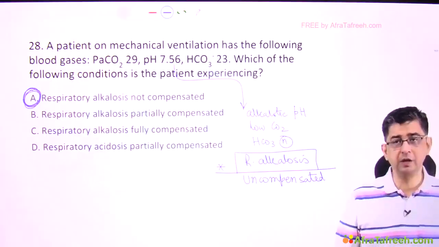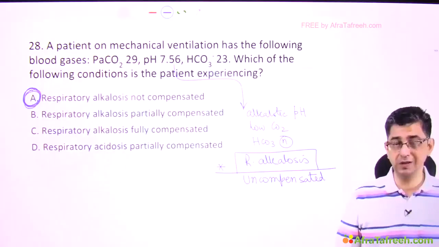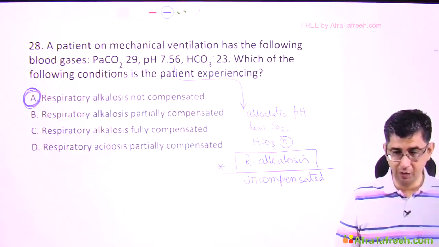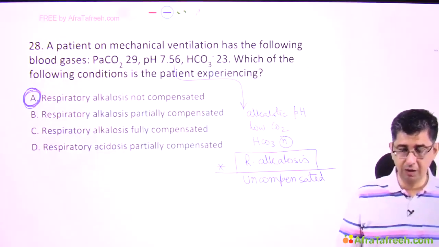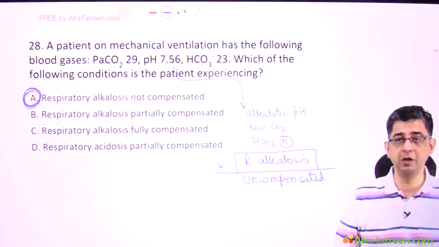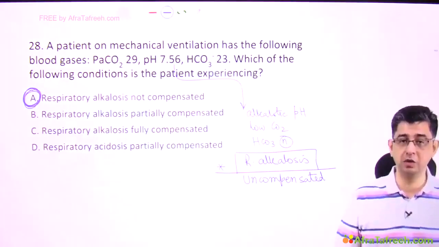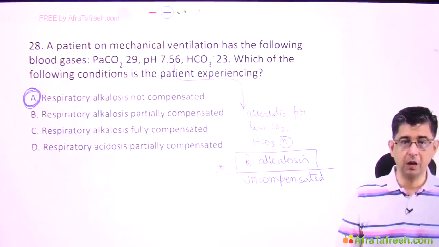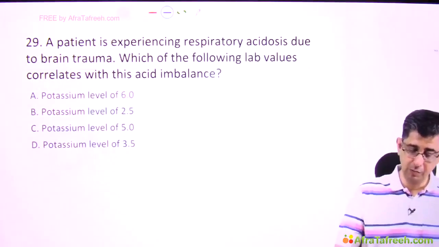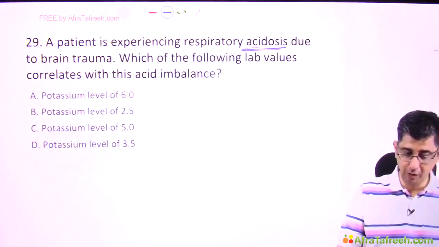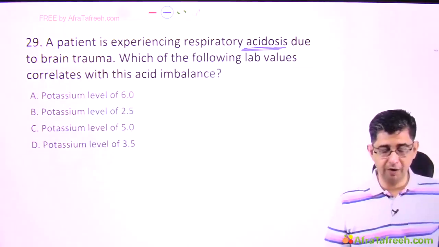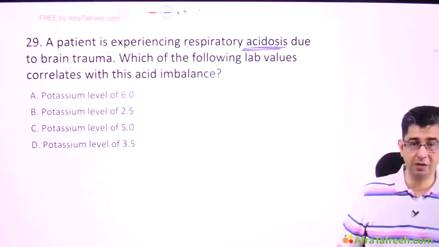Most mechanically ventilated patients will be having respiratory alkalosis, in fact it is one of the commonest ABG derangements in chronically sick patients in your ICU. A patient is experiencing respiratory acidosis due to brain trauma. Which of the following lab values will correlate with this acid imbalance?